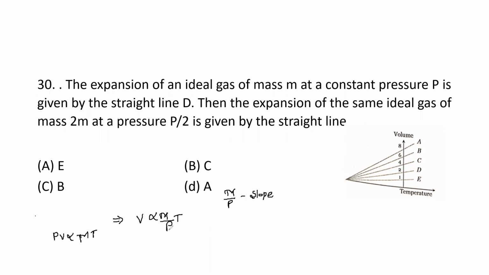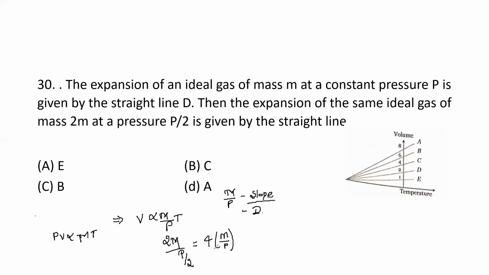So in the first condition, this M by P represents the line D. Next condition, when the mass is doubled and the pressure becomes P by 2, if I simplify this, the 2 will go to the numerator and it becomes 4 into M divided by P. M by P is your slope. So now the slope is becoming 4 times.